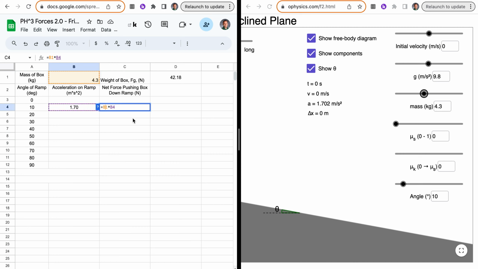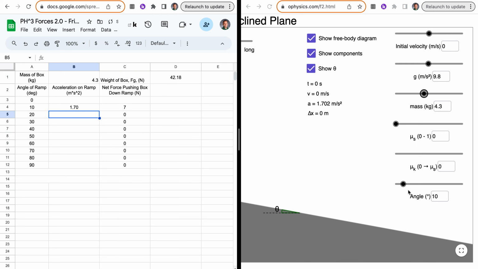And really, I'm going to use this for every single one, and I'm always going to have the same mass. So I'm going to put a $ in front of the B and the 1, because I always want to use 4.3 for my mass. And then really, I can just drag this down. It should show up as zeros now, but that's because I don't have any values here, right? If I were to plug in values there, it would do that calculation for me.